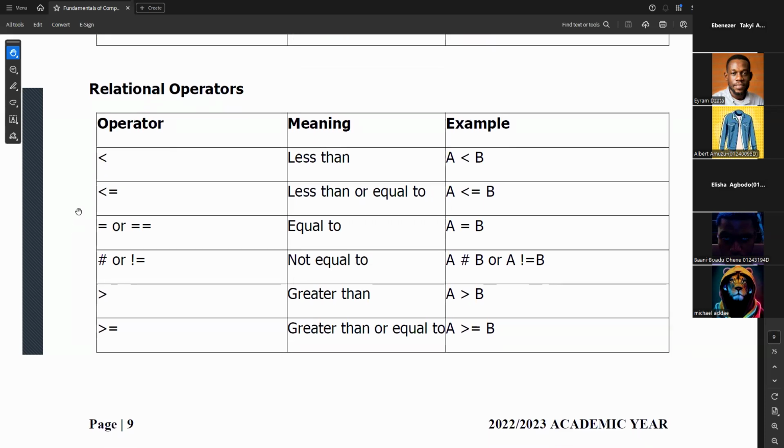relational operators. He is a part-time student. Do you have another class at 7? No, sir. We don't have any other class.